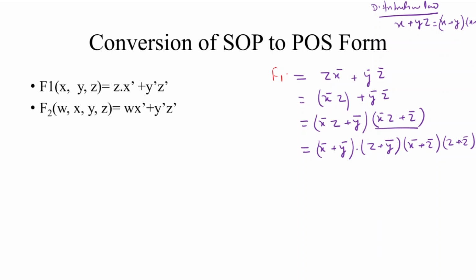Here we know that z plus z complement is equal to what? That is equal to 1. And when we multiply 1 with any term, the result is the same as that term. This means this is written as x complement plus y complement.